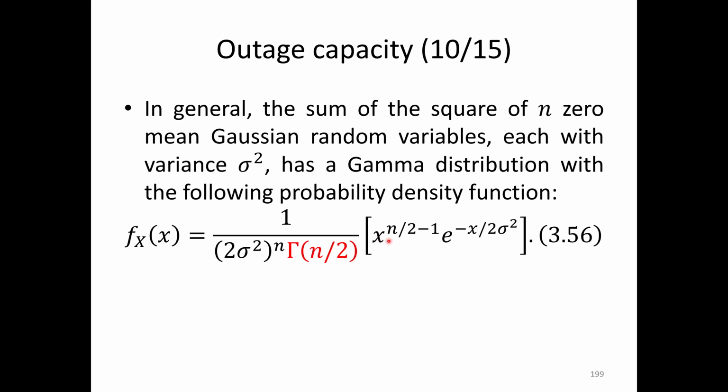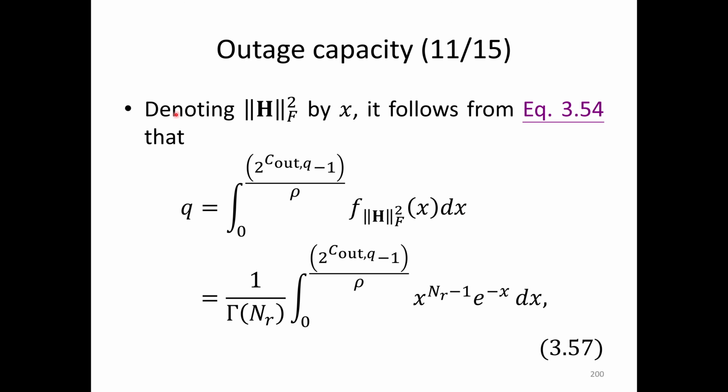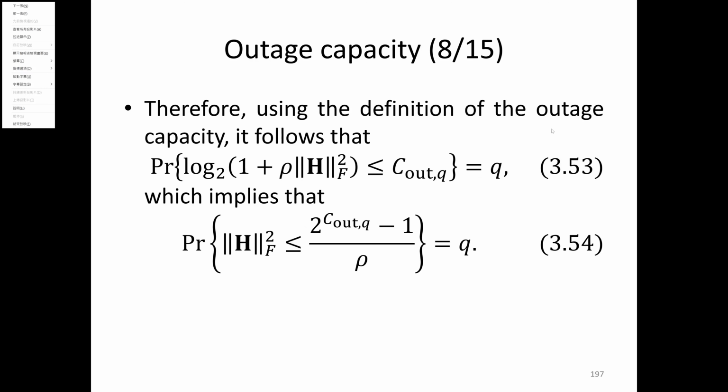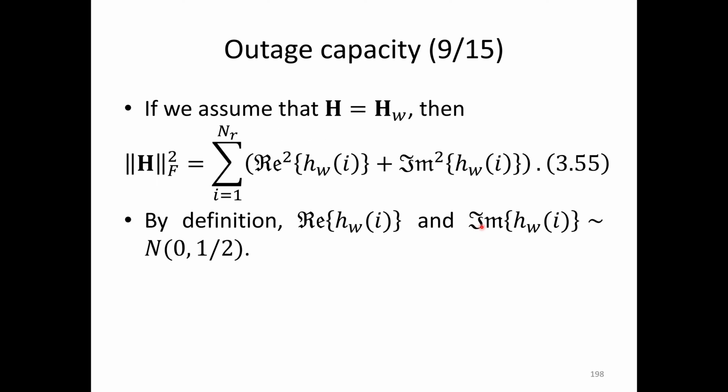And then times x to the power of n over 2 minus 1 times exponential of minus x over 2 sigma squared. Denoting the square of the Frobenius norm of h by x, it follows from equation 3.54 that, let us see equation 3.54. In equation 3.54, the probability that the square of the Frobenius norm of h is smaller than or equal to (2 to the power of C out, q minus 1) over rho is equal to q.